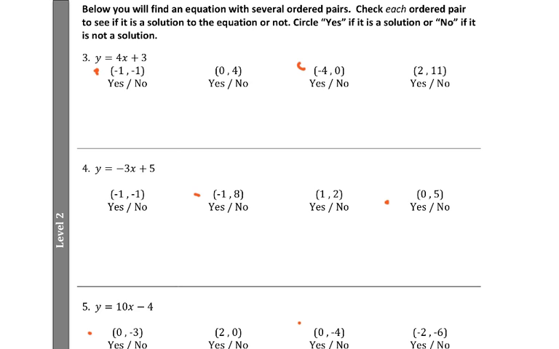So let's go ahead, and we have space down here to work, finally. We're going to check number 3. So number 3, we have negative 1 in for Y, and then a negative 1 in for X.